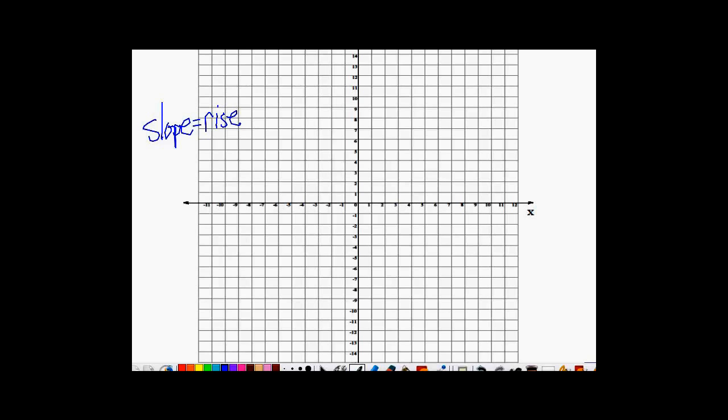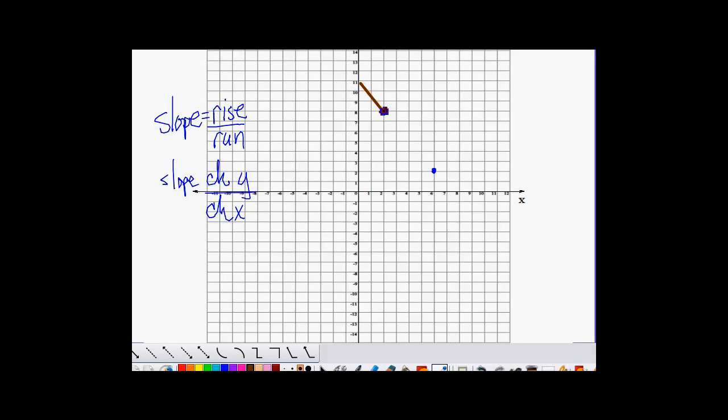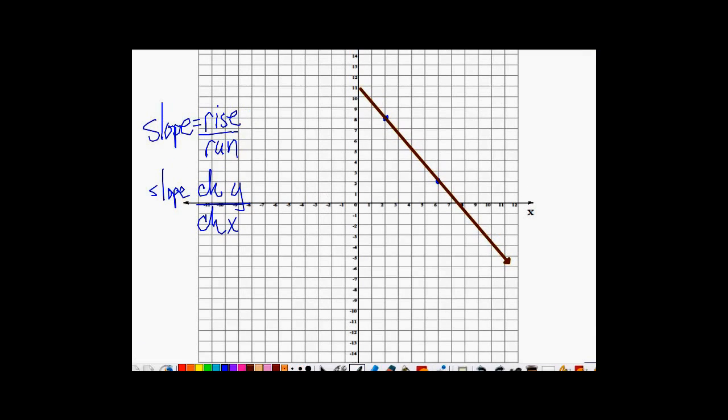rise over run. So slope, change in y over the change in x. So let's just give two arbitrary points. Let's say this one and this one. And if I want to know the slope, and most often that will be a line, okay? So if I want to know a slope between those two, then I have to know what is the vertical change and what is the horizontal change.